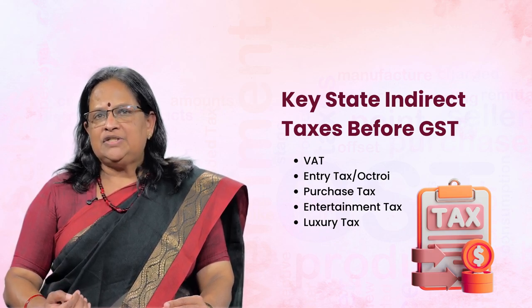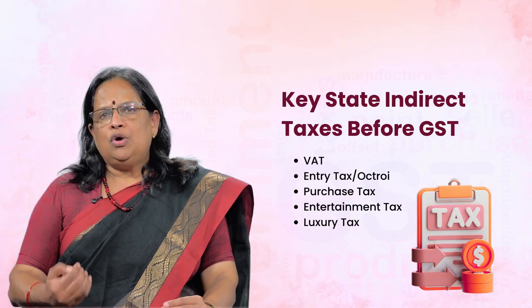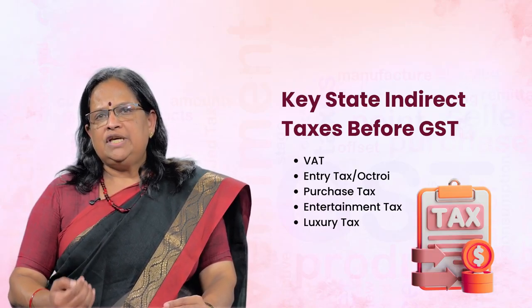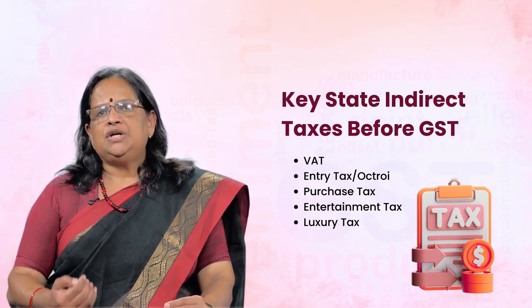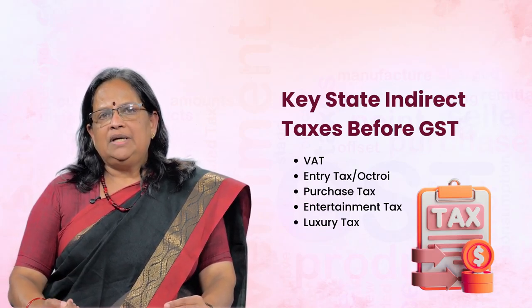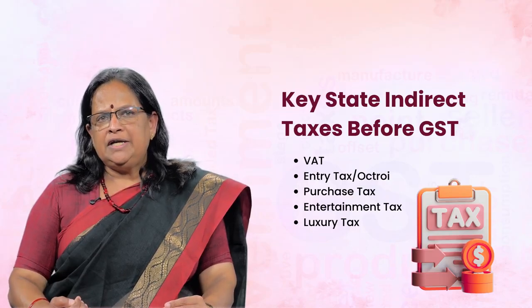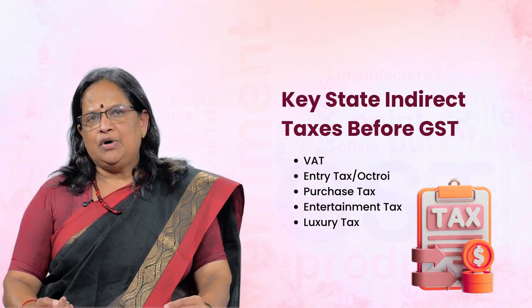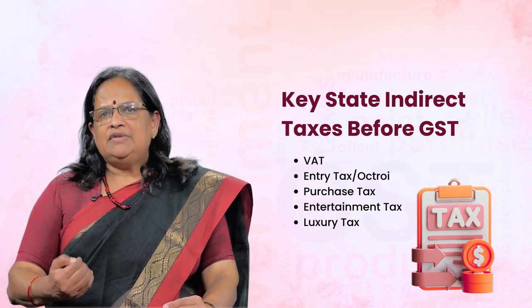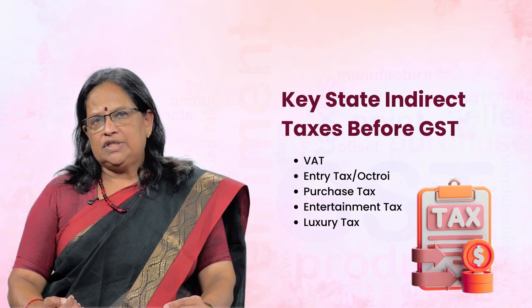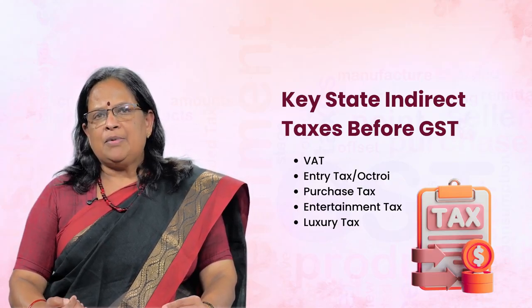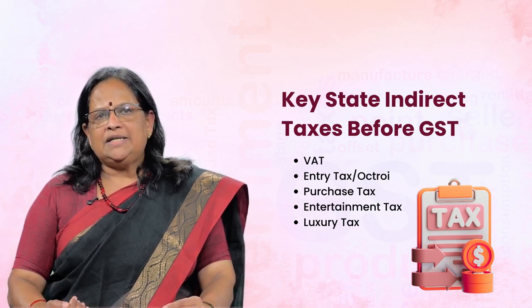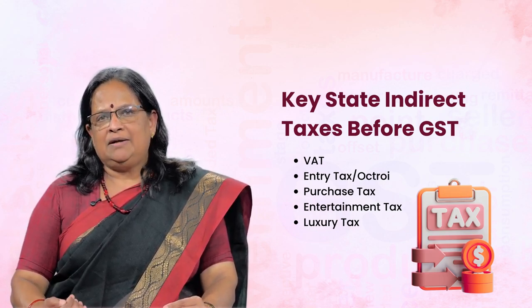Different VAT rates existed across states, leading to non-uniformity. Secondly, the entry tax or octroi, which is imposed on goods entering a state or local municipal area. This indirect tax not only increased the cost for businesses, but also led to delays at checkpoints. Third is the purchase tax, which is levied on the purchase of certain goods, for example, agricultural products like sugarcane and cotton. Interestingly, this indirect tax is paid by the buyer instead of the seller.